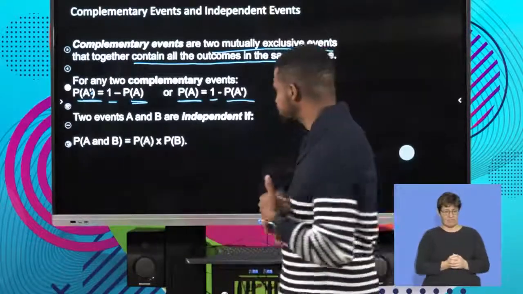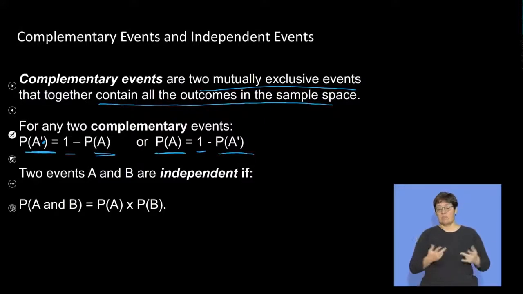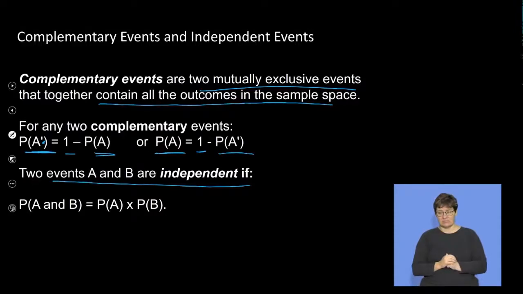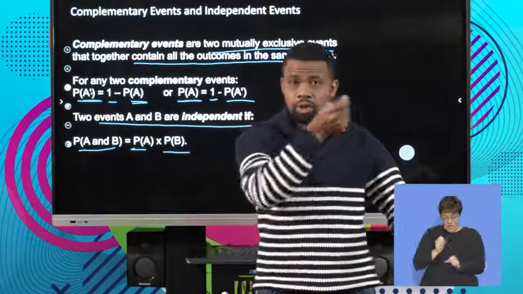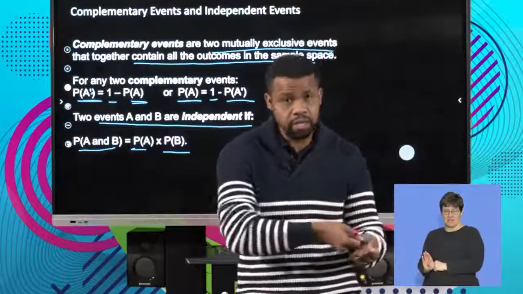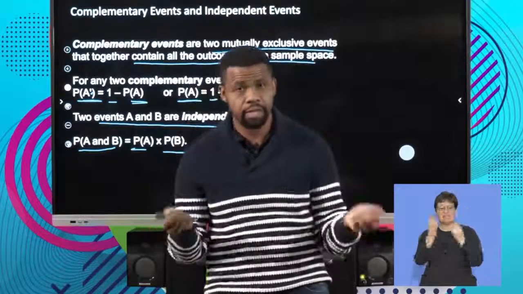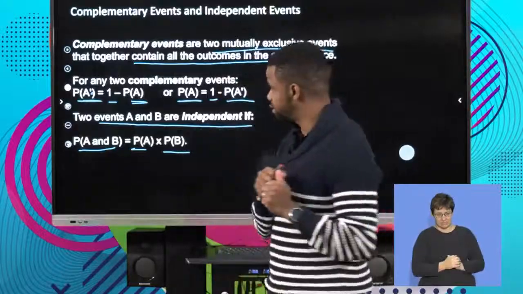Okay. What about two events which are statistically independent? For events which are statistically independent, the probability of A and B is the same as the probability of A times the probability of B. And statistically independent, remember, means the probability of A occurring does not affect the probability of B occurring. Okay, those are statistically independent.